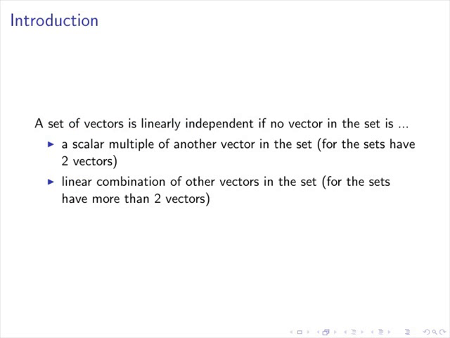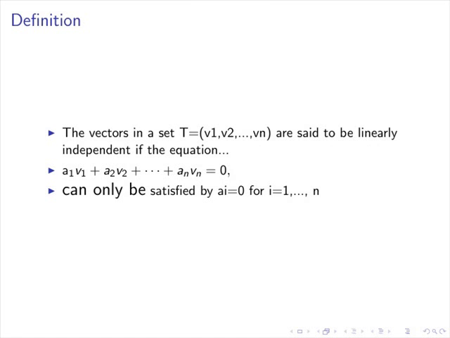First of all, a set of vectors is linearly independent if no vector in the set is a scalar multiple of another vector in the set, or no vector in the set is a linear combination of other vectors in the set. By the definition, the vectors in a set are said to be linearly independent if the following equation can only be satisfied by a_i equal to 0, for i an integer from 1 to n.